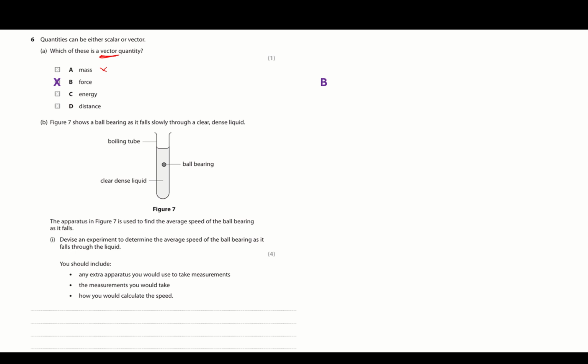Figure 7 shows a ball bearing as it falls slowly through a clear, dense liquid. It says, devise an experiment to determine the average speed of the ball bearing as it falls through the liquid. So ultimately, this is just saying, do you know speed equals distance divided by time? Do you know that you need to mark a distance using a ruler? Do you know you need to check the time using a stop clock? And then do you know that speed equals distance divided by time?